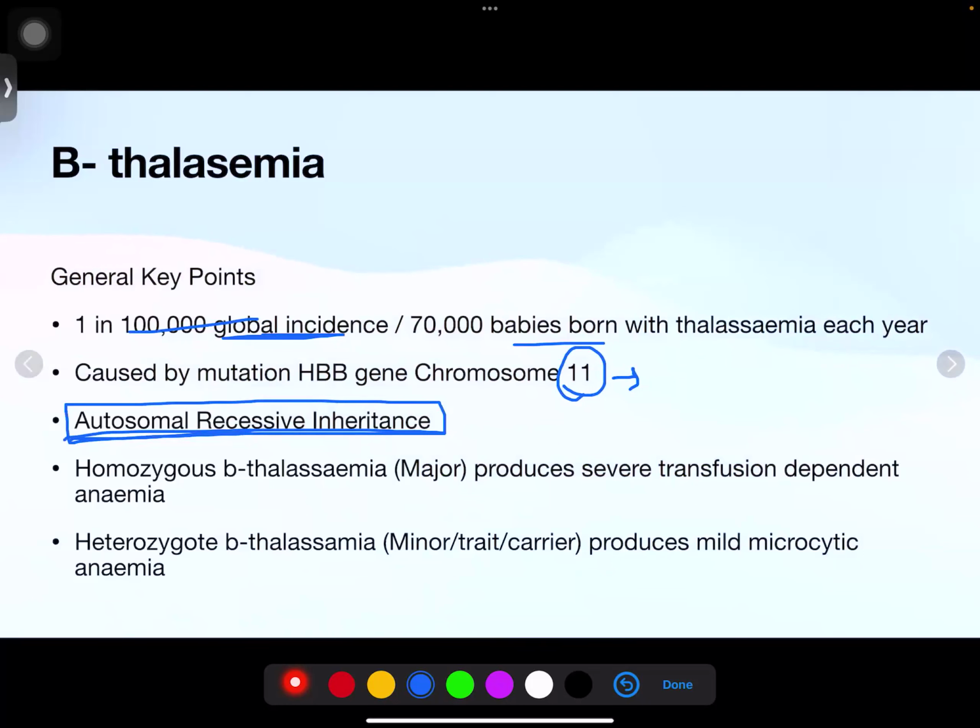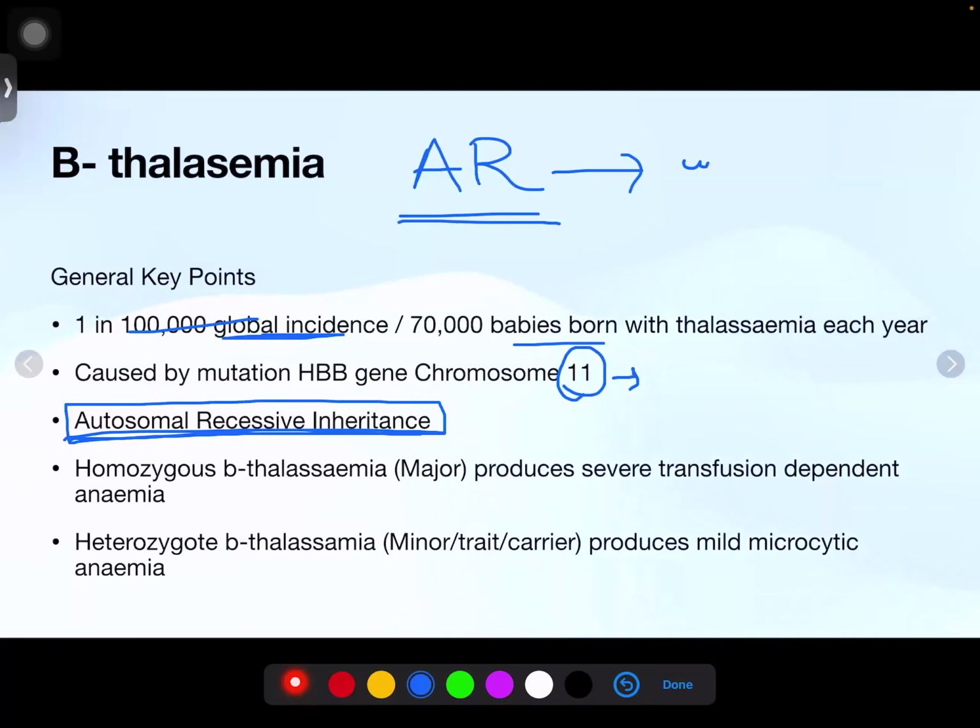This is very, very important for your exam, because it is an autosomal recessive disease, and you have to remember how its inheritance goes into the offspring. Now you all know the homozygous would be the major, and the heterozygous would be the beta thalassemia minor, trait or carrier.